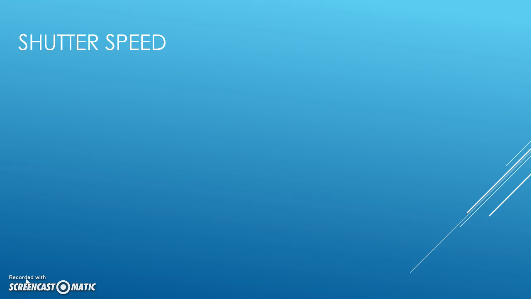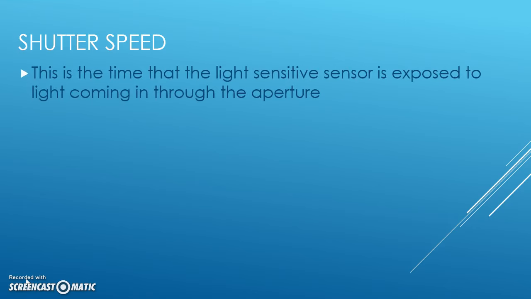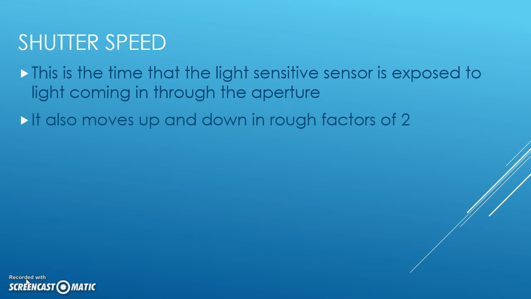So let's have a look at the shutter speed. As has already been explained, this is the actual amount of time that your sensor at the back of your camera, or your film if you're shooting old school, is exposed to the light coming through the aperture. This actually does move up and down roughly in halves. The reason I say roughly is because when you go down from, for example, 1/125th of a second, it doesn't go to a 62.5 of a second. It goes to 1/60. But roughly speaking, you double and halve as you go up and down the scale.